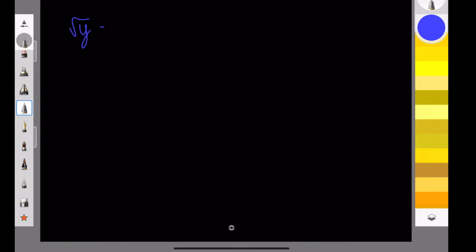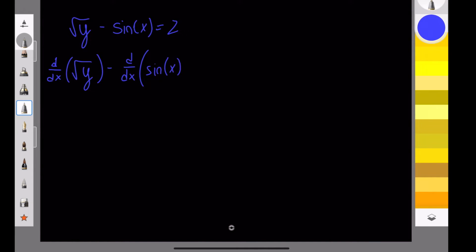Let's do the square root of y minus sine x is equal to 2. And let's begin by using implicit differentiation, and so I write it like so. The derivative of the square root of y with respect to x subtracted by the derivative of sine x with respect to x is equal to the derivative of 2 with respect to x.